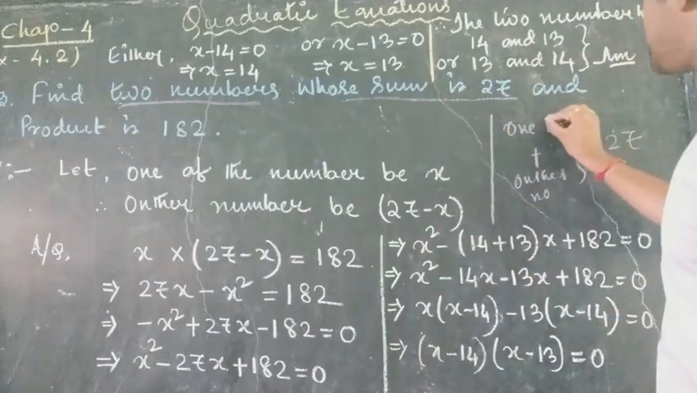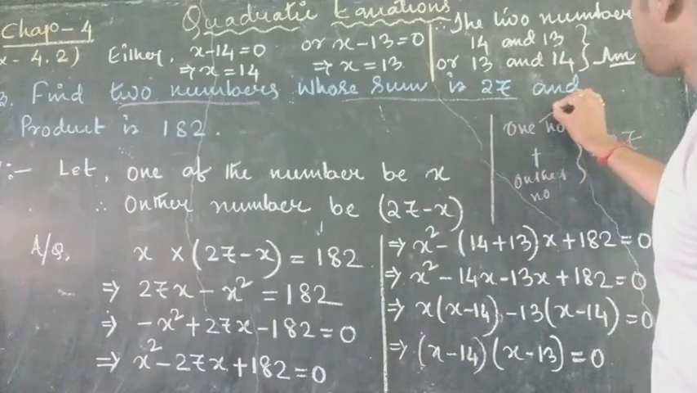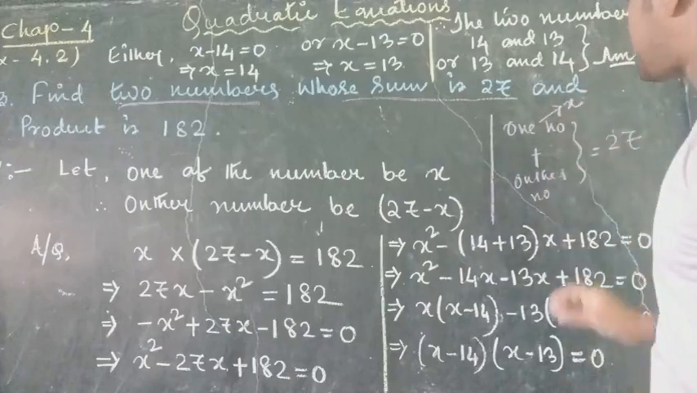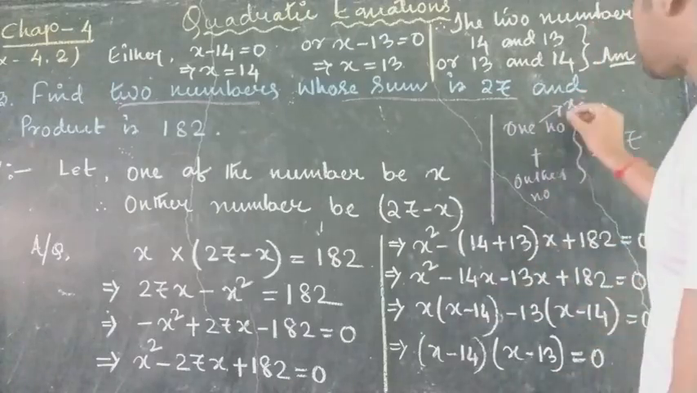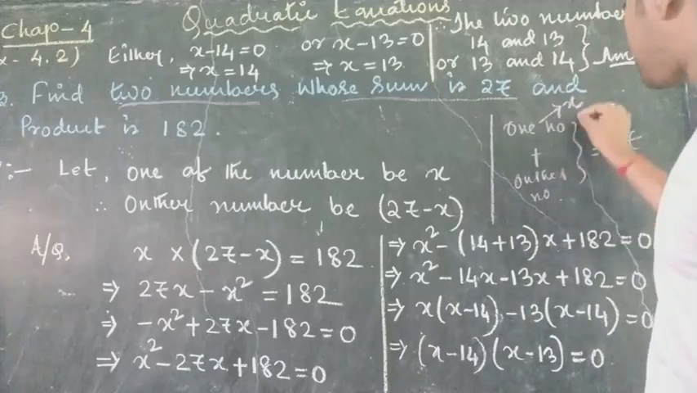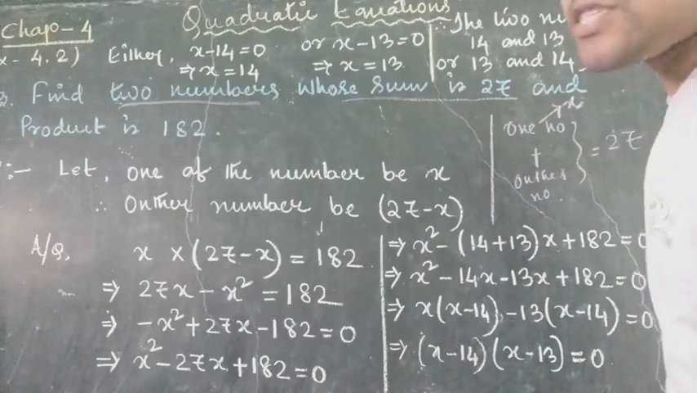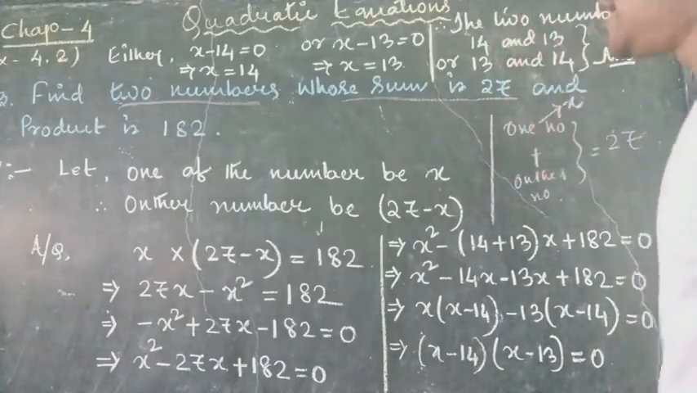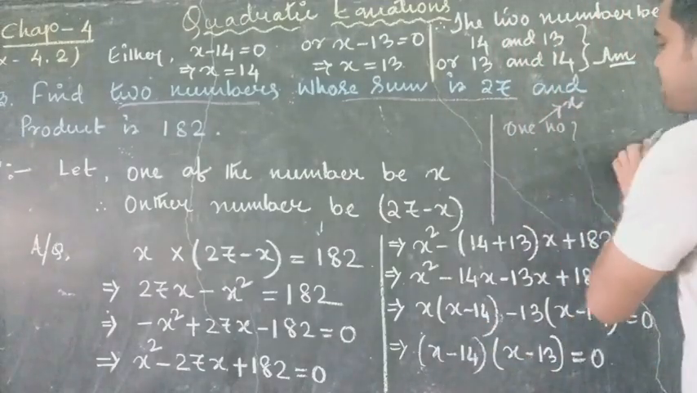So now we take the first number as x. Okay, what is the second number? If the first number is x, that means x plus the second number equals 27. That means the second number is 27 minus x.